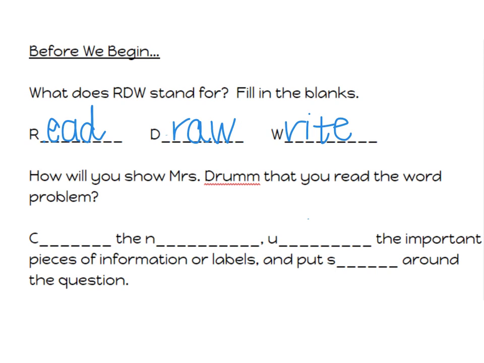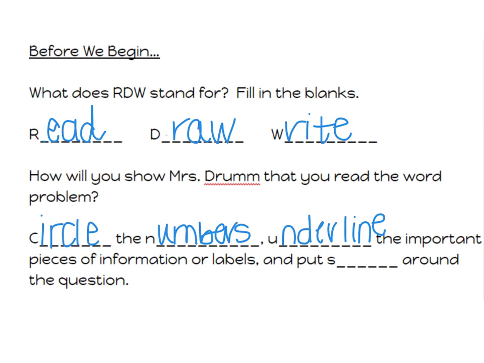So, to show her you read the problem, you will need to circle the numbers, underline the important pieces of information or labels, and put stars around the question. Want to give this a try?